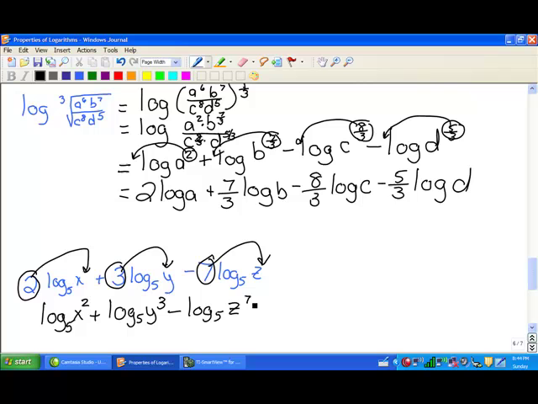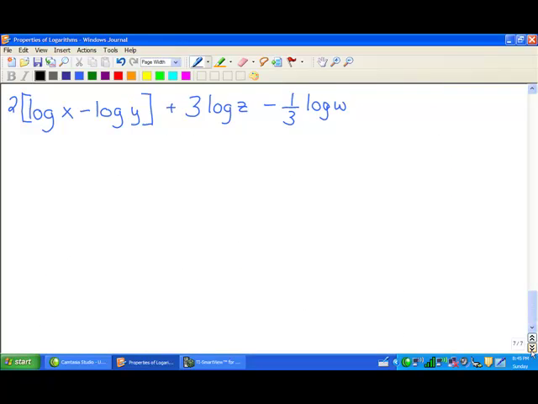Now we're going to take one more step and apply our product and quotient rule. If we're contracting back to a single log, we'll have log base 5. The x squared will be on the numerator of the fraction. Because of the plus sign, the y cubed will be in the numerator of a fraction. Because of the minus sign, the z to the 7th is going to be on the denominator of the problem.